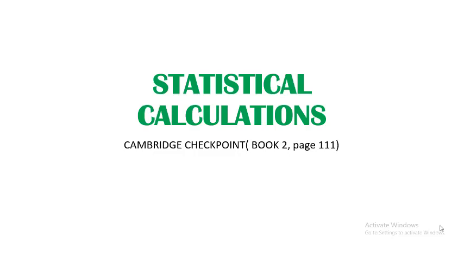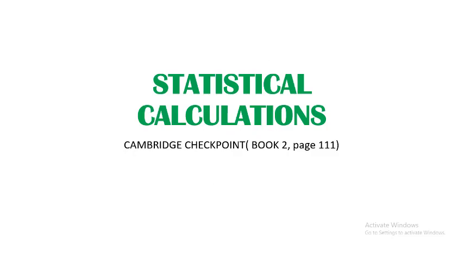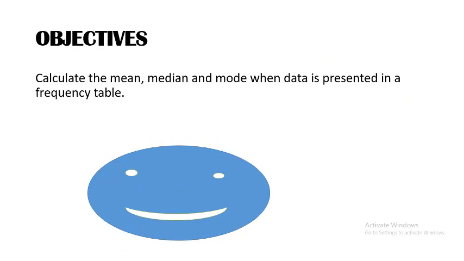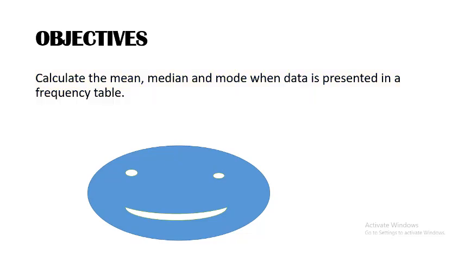Let us proceed with our topic, that is statistical calculations. As I said, you can find this topic in your textbook, Maths Book 2, page 111. Now, by the end of this lesson, you'll be able to calculate the mean, median, and mode when the data is presented in a frequency table. I hope you know frequency tables.